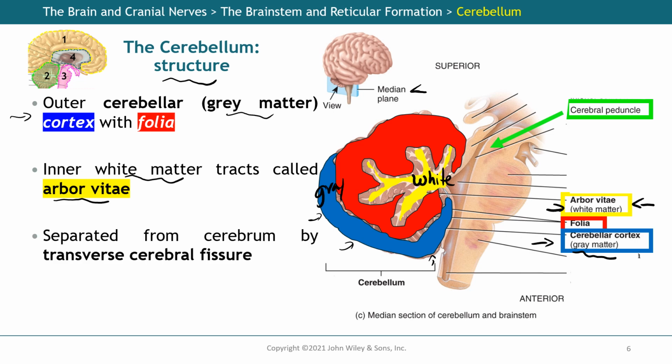In addition to that, we have a structure called the transverse cerebellar fissure. Very simple: here you will have a fissure that separates the cerebrum, and here the cerebellum.